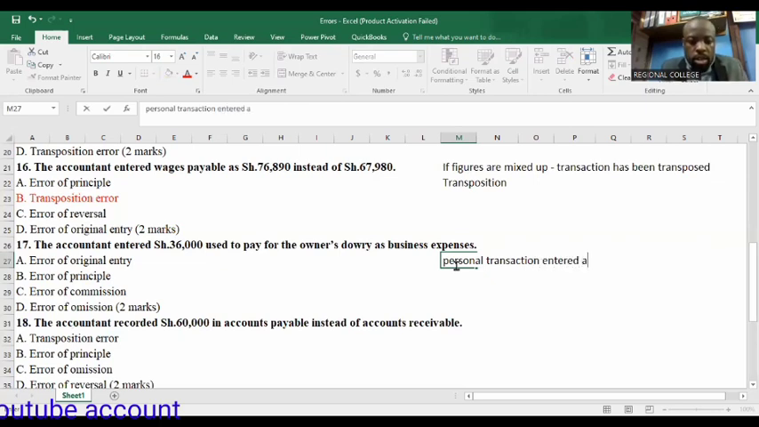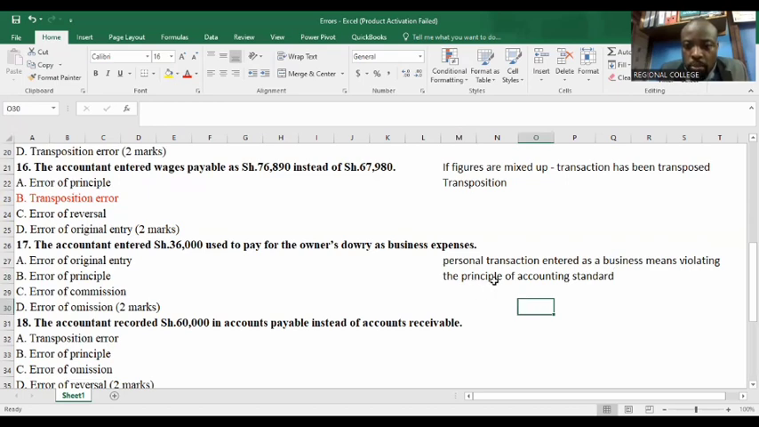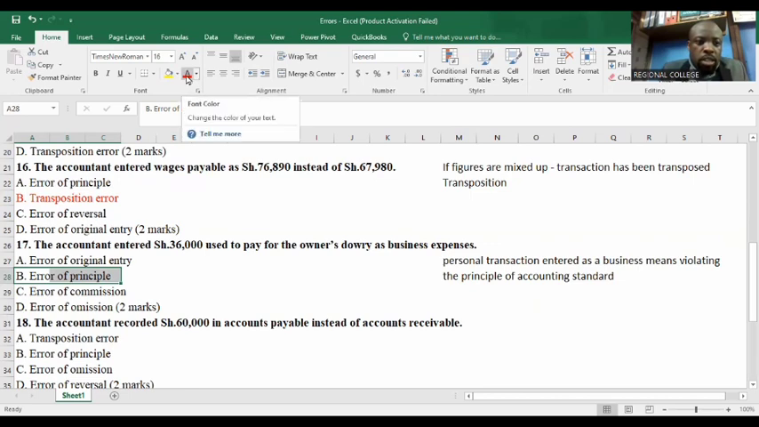entered as a business expense means violating the principle of accounting standard. The accounting standards say that only things belonging to the business should be recorded into the business. Whatever is your personal, keep it out of your business. So I'll go with the term principle here so that I try to check, do we have the error of principle? Yes. So the error of principle was violated by bringing that personal thing into the business. So the correct answer was choice B.